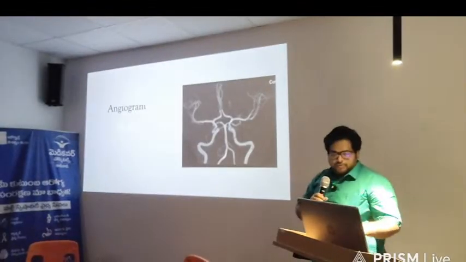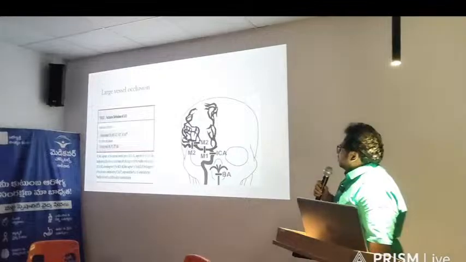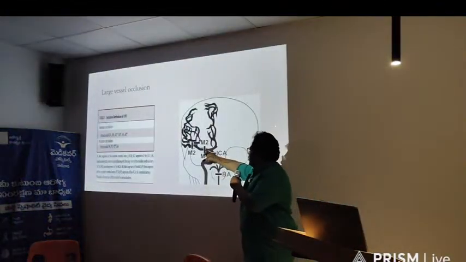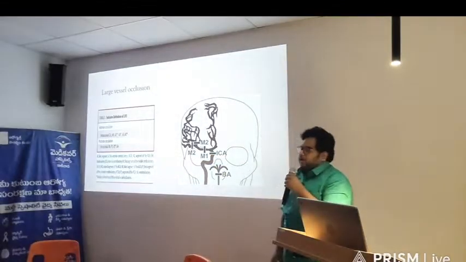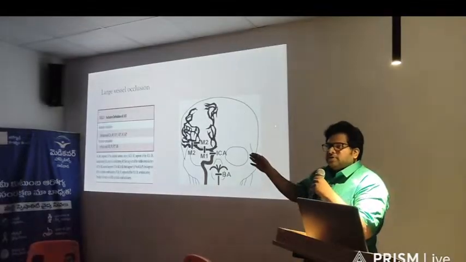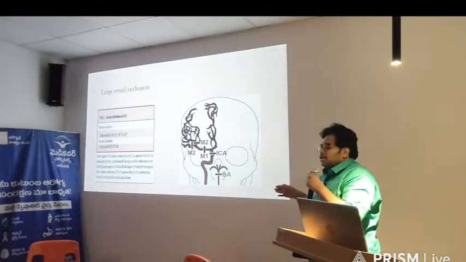So why is this important? Because we have to define what is a large vessel occlusion. So the basilar artery, ICA terminus, M1, and the superior divisions are called large vessel occlusions. Beyond that, we call it a medium vessel occlusion.